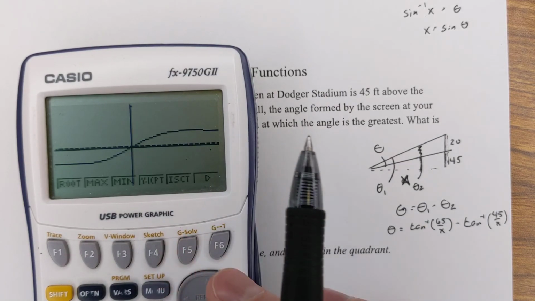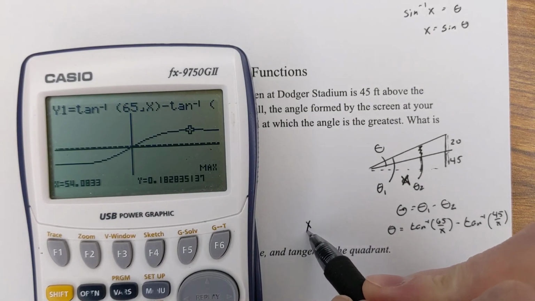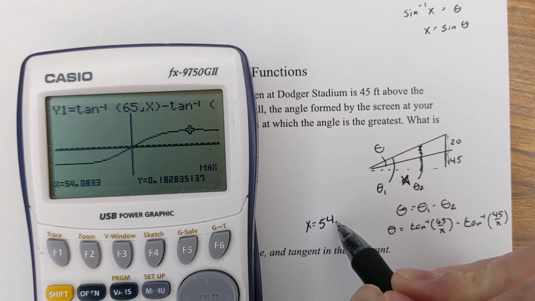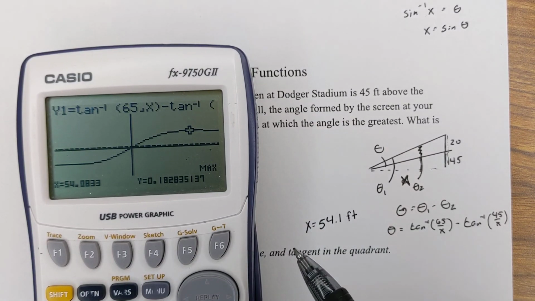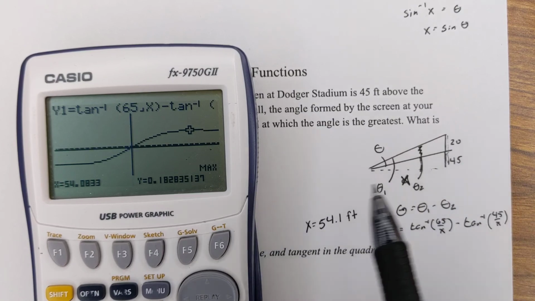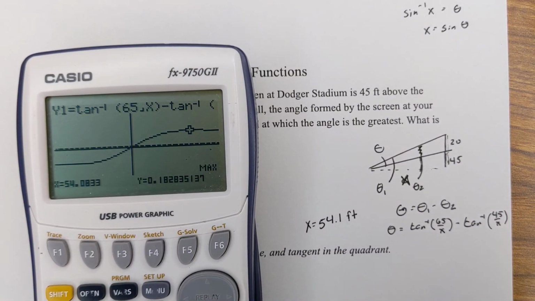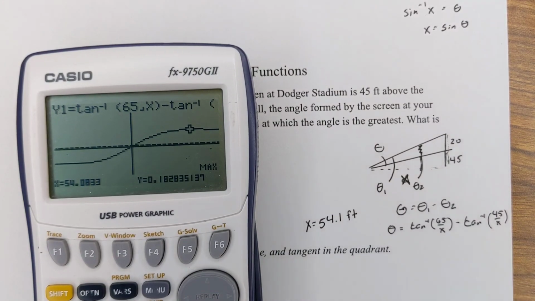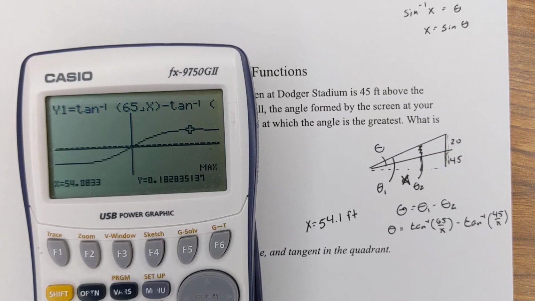So on my calculator, I can hit gsolve max, and it'll find that value for me. So the x value is 54.1 feet. And the angle is 0.18 radian. So the widest the screen will appear to my eyes is 0.2 radian, and it occurs 54 feet-ish away from the screen. So there you go. That's the end of the section.